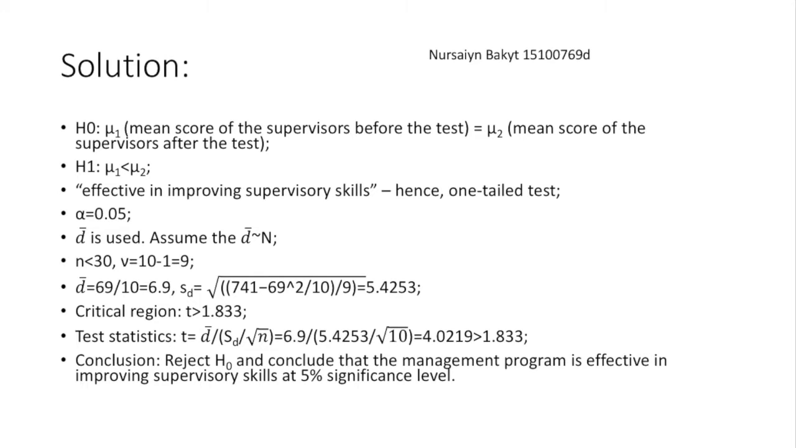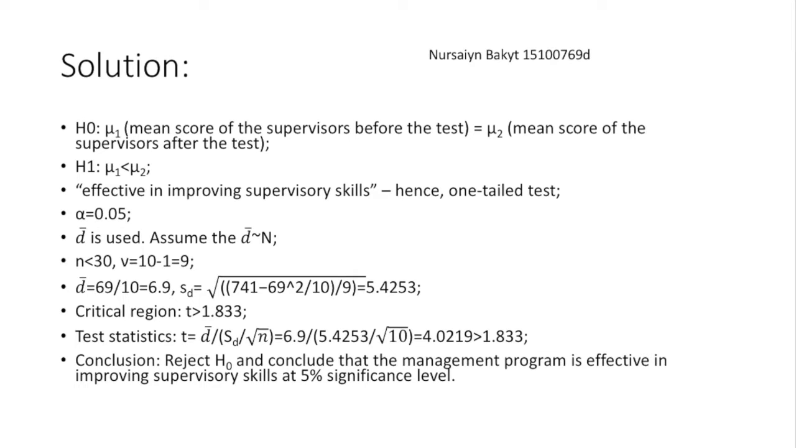So our critical region is that t will be higher than 1.833. The reason why we use the t is that we assume that the mean of the differences follows the normal distribution and the sample size is less than 30. So at the degree of freedom of 9 and significance level at 5%, the t should be higher than 1.833.